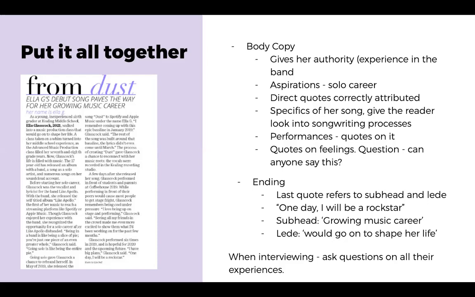The subhead says growing music career, and the lead said would go on to shape her life. All of these, rock star, growing music career, would shape her life, all have to do with aspirations that she has. So they all tie in together, which is what I want your ending to do. It shouldn't be any new information. It shouldn't be hard-hitting news. It should be something that ties into the rest of the story.